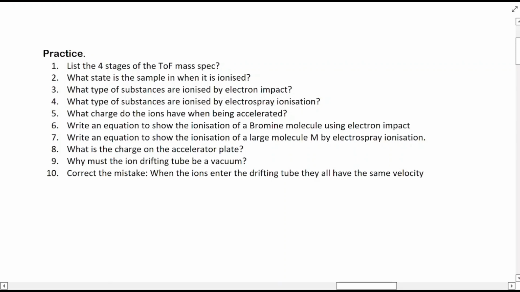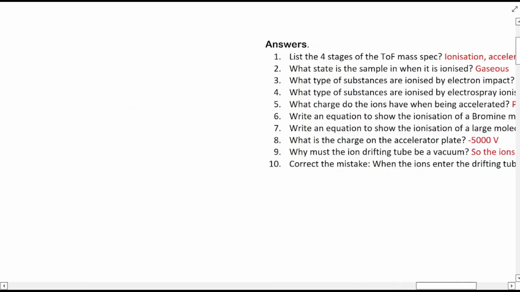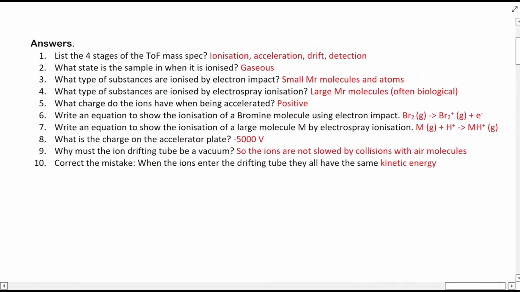Okay, let's look through some of the answers. So here are the answers for you to check. I won't go through lots of them. I will point out, first of all, that with electrospray, you have to gain a proton. Please remember that. And I will say that this bottom one, 10, you could have different answers.